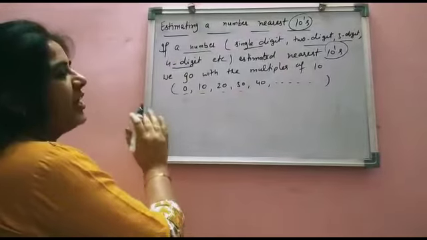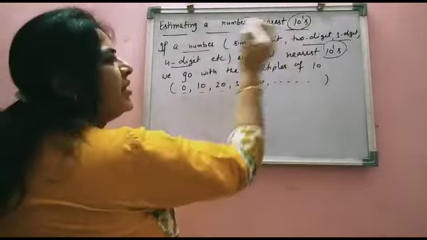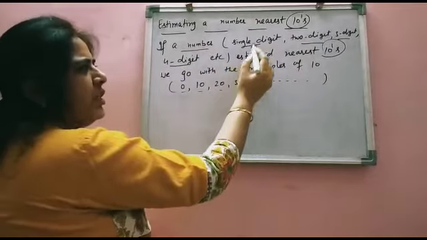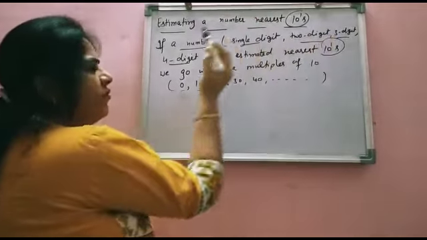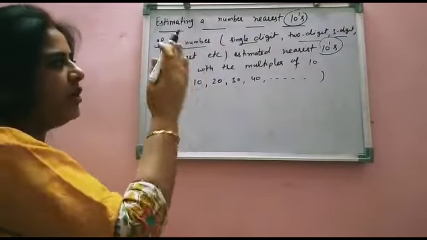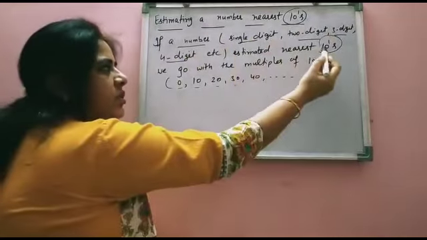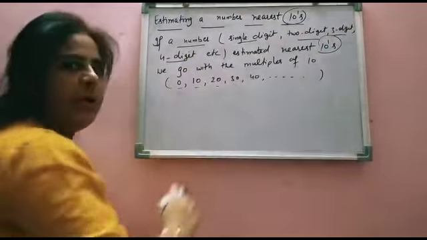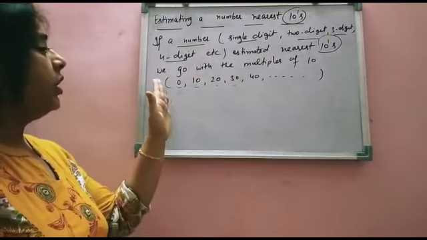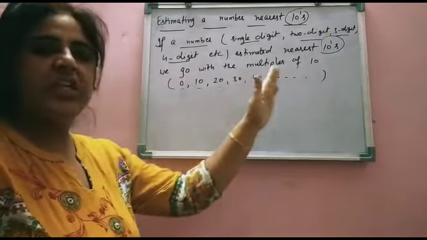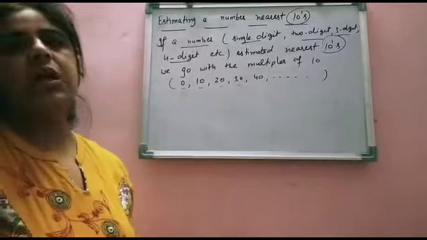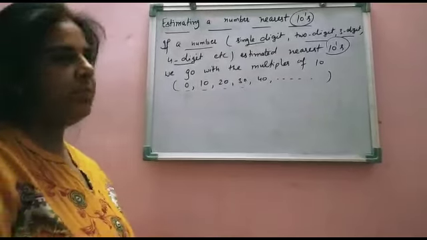Students, here we are estimating any number to the nearest tens. Either the number is single digit, 2 digit, 3 digit, 4 digit, any number, when we are estimating to the nearest tens, we go with the multiple of tens. It means our answer may be 0, 10, 20, 30, depending on which two multiples the number lies between.